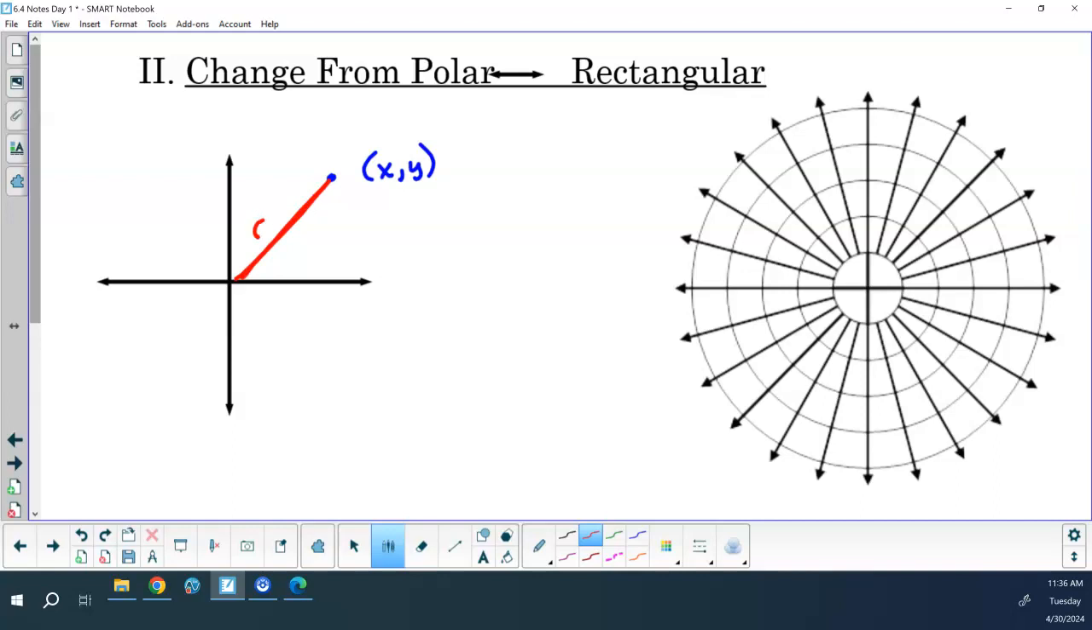Well, how am I going to find that R value? Oh, x squared plus y squared. Square root of that? Yep, square root of that. So R here is going to be the square root of x squared plus y squared. I also need to find this angle. Inverse tangent of y over x.